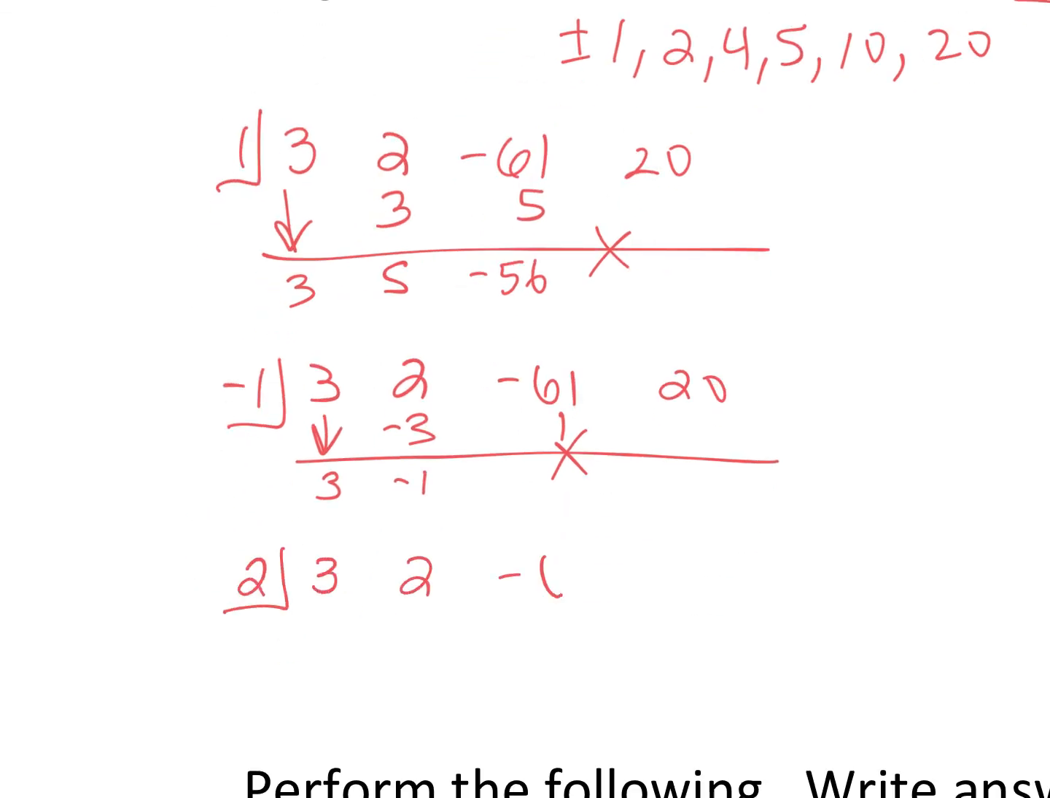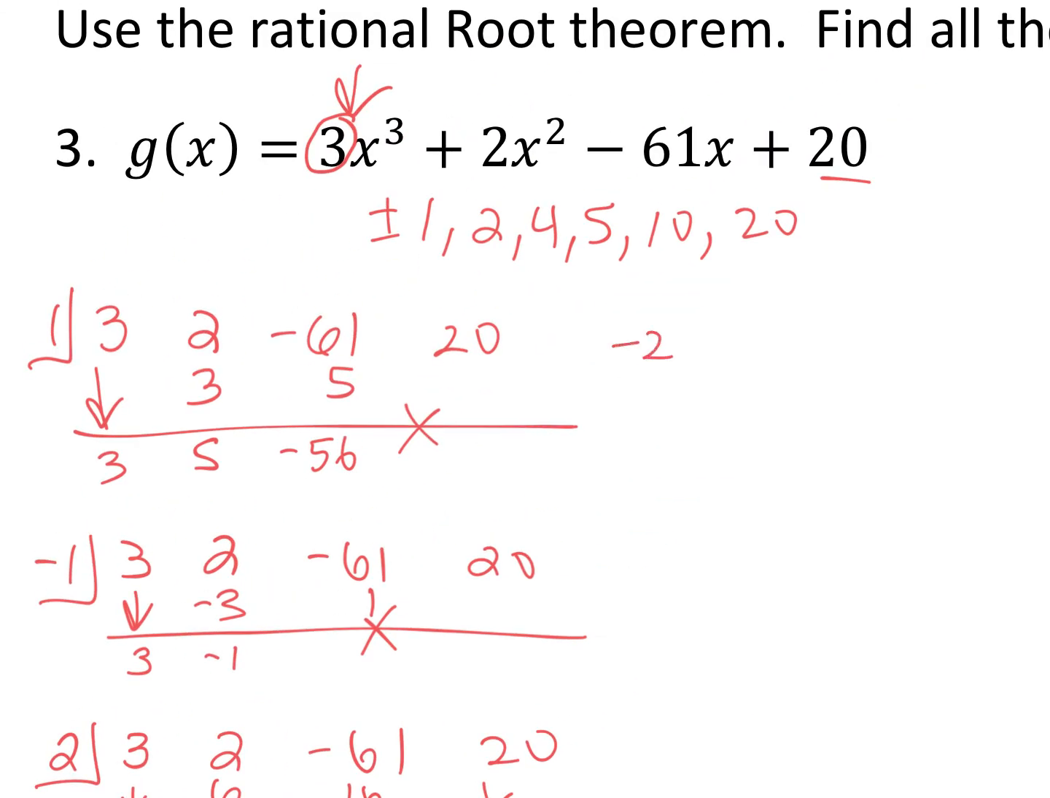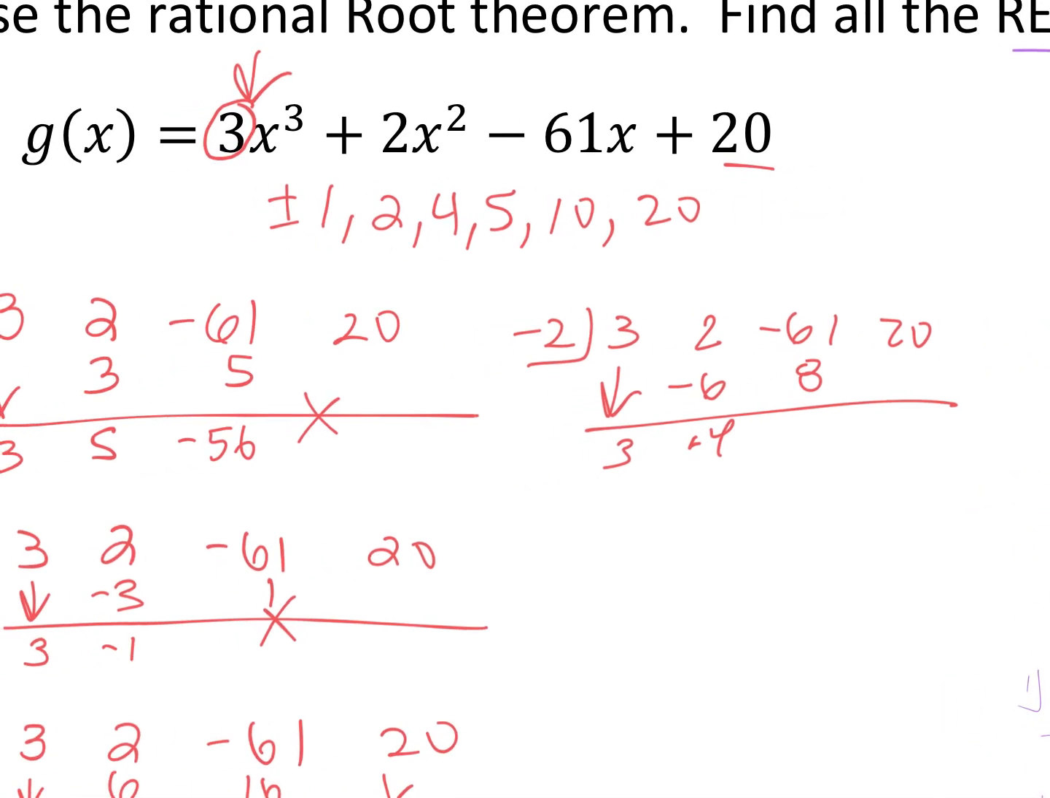3, 2, negative 61, and 20. 3 times 2 is 6. 6 plus 2 is 8. 8 times 2 is 16. Negative 61 and 16 is negative 45. Negative 45, that's not going to work either. So go to negative 2. So 3, 2, negative 61, and 20. Bring down your 3. 3 times negative 2 is negative 6. 2 and negative 6 is negative 4. Negative 4 times negative 2 is positive 8. Negative 61 and 8 is negative 53.